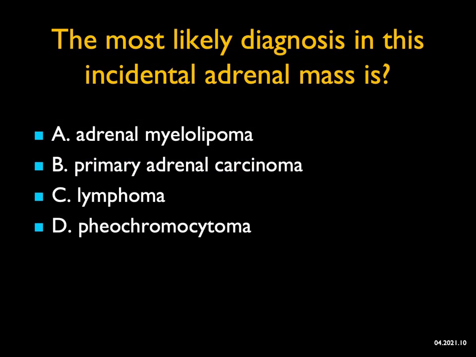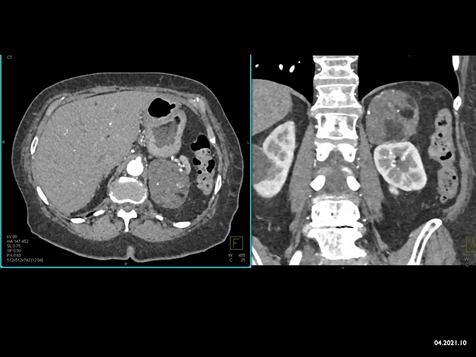In this patient, the question is incidental adrenal mass. What's the most likely diagnosis? Now, of course, if I didn't look at the images, the most likely diagnosis of an adrenal lesion that's incidental is an adenoma. But we know anywhere from myelolipomas to pheochromocytomas to even primary adrenal carcinomas can be incidental findings. So now let me open my eyes and look at the image.